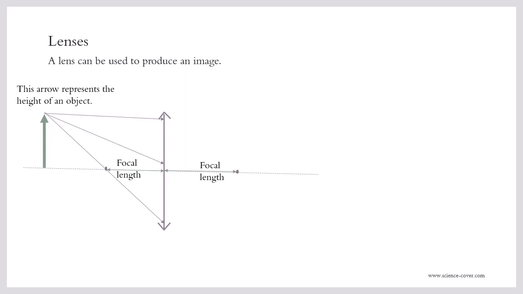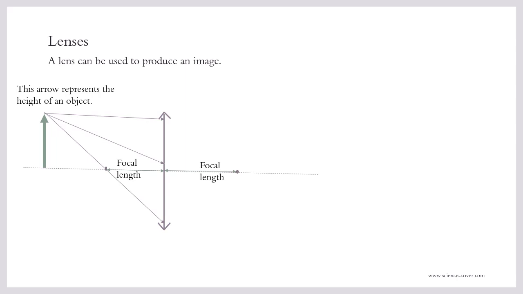A lens can be used to produce an image. This arrow represents the height of an object. There are three rays of light coming from the top of this object. One shows the path of light travelling through the top of the lens, one shows the path of light travelling through the centre of the lens, and the third ray of light travels through a point of focal length away from the lens.